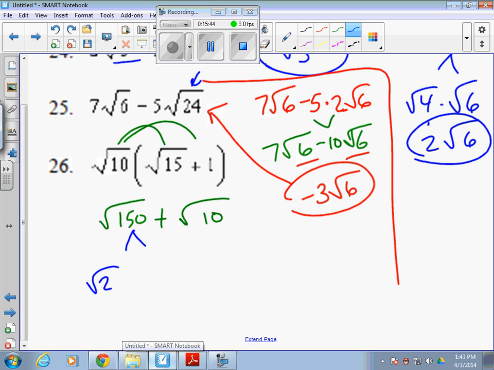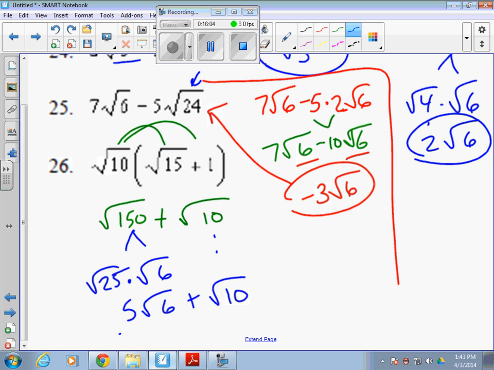The number 25 multiplies by something. Well, in 150, you know that there's 6 twenty-fives. So times the square root of 6. So 5 square root of 6 plus, we'll just bring this one down, the square root of 10. There's no perfect squares in either 6 or 10 to break them down further. And you don't have like radicals, and there's no fractions. So this is considered a simplified version of that radical problem.